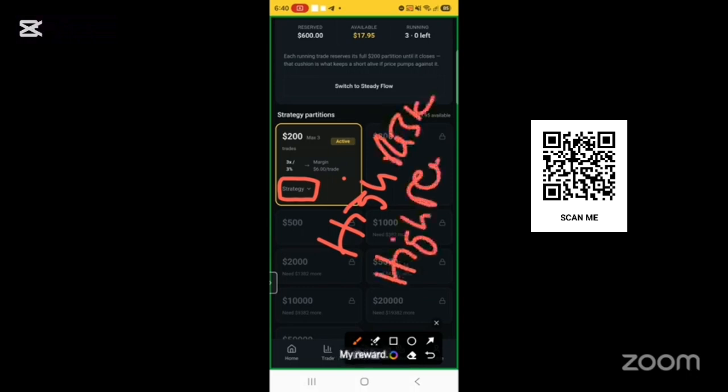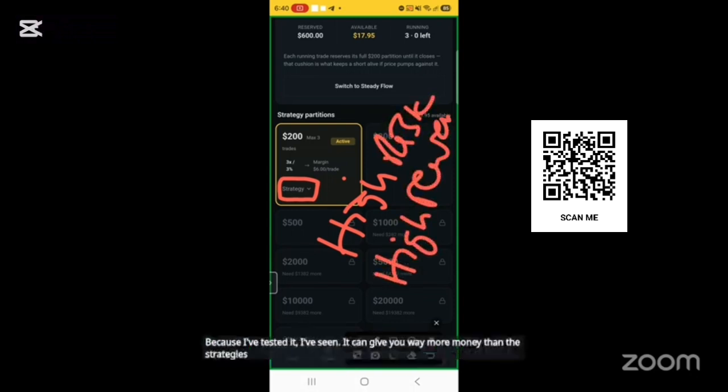It can give you more money than the normal strategies we've been using, because I've tested it, I've seen. It can give you way more money than the strategies we have been testing, but at the same time it can chop your money very fast if you're not careful.